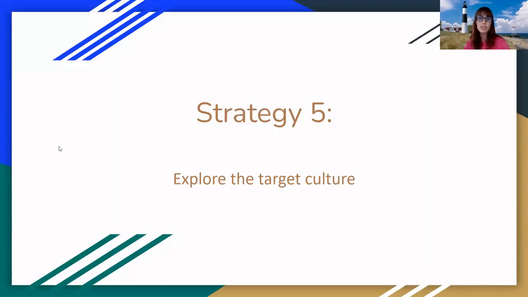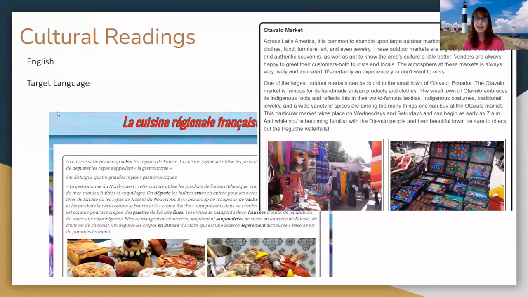All right, so our fifth strategy is exploring the target culture. We just did that with authentic resources, but there are so many more ways for you to take a look at the target culture together. So first, we have our cultural readings. Depending on the title that you're in and the level that your students are at, sometimes it might be in English, like we have over here on the right-hand side, and other times it's going to be in the target language, like we have this French example here. So it just, again, depends on the level that your students are at.